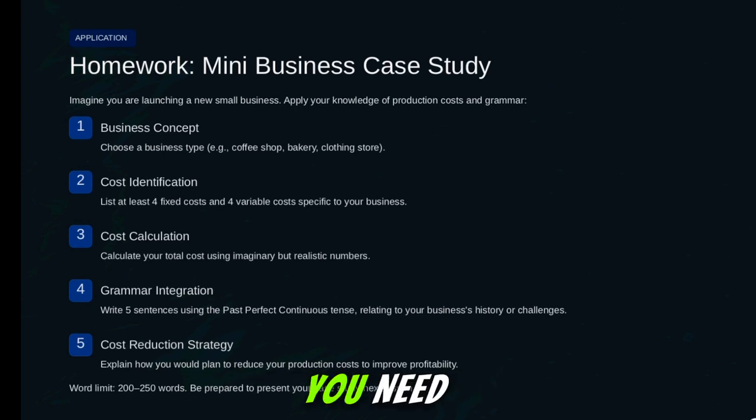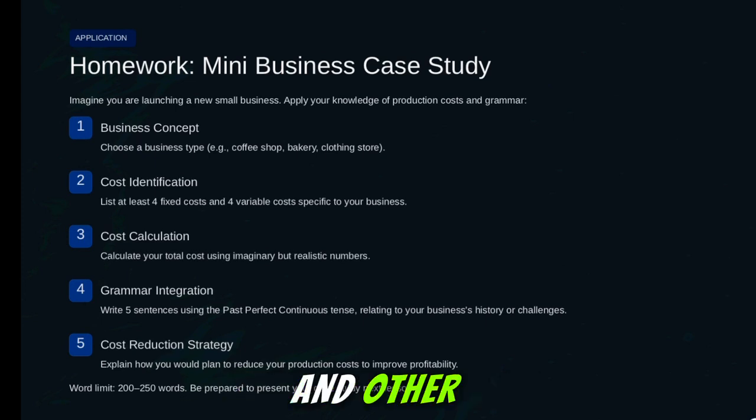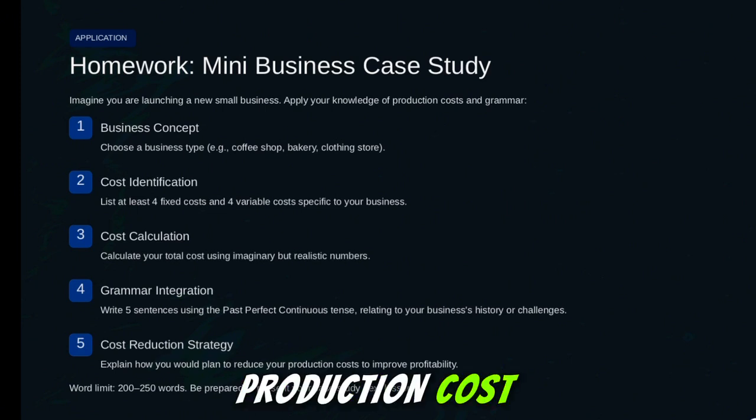And third, you need to calculate the total cost. Use imaginary but realistic numbers. For example, write how much you pay for rent, materials, salaries, and other expenses. Then add them together to find your total production cost.